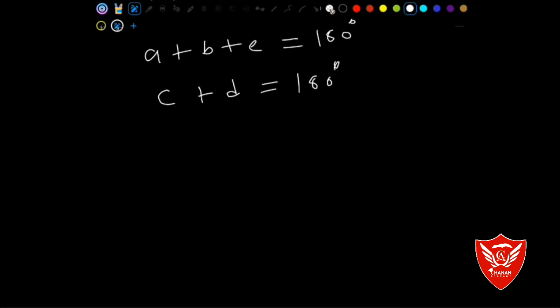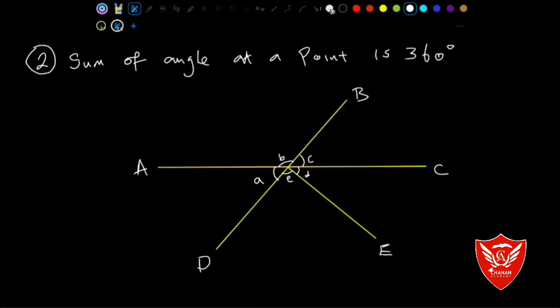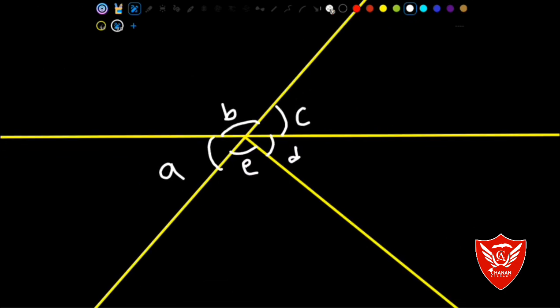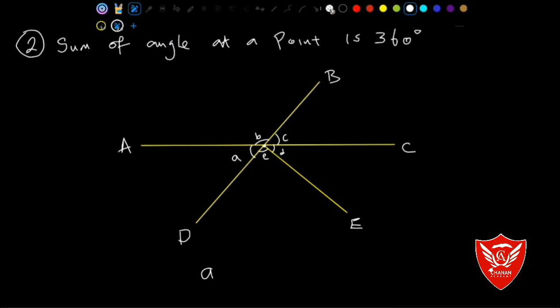So let's check the second fact. The next fact we are going to talk about is that the sum of angles at a point is 360 degrees. Now if you see this angle, you see that all of them, A, B, C and D, are all angles at a point. Now this is the point. So from this fact, angle A plus B plus C plus D plus E all sum up to 360 degrees. So that's what this fact is saying. All right, let's check the next one.